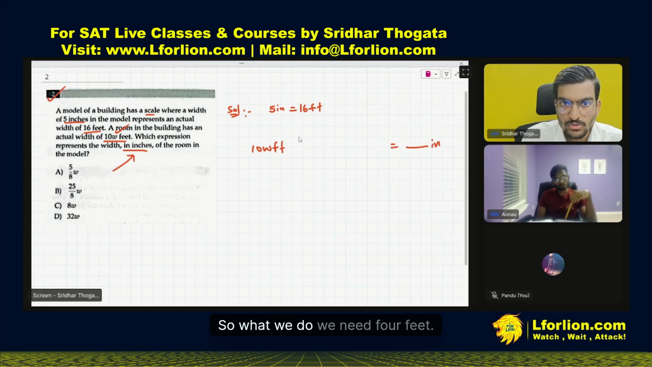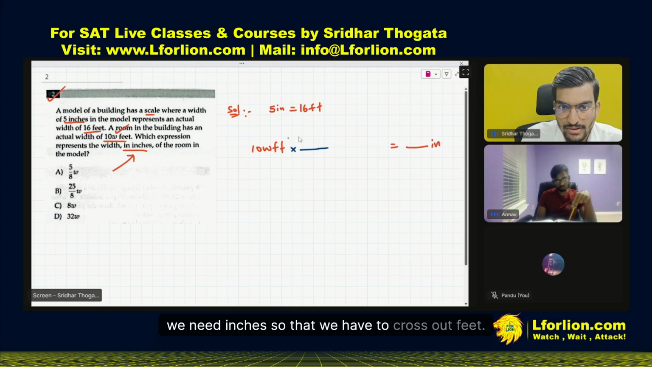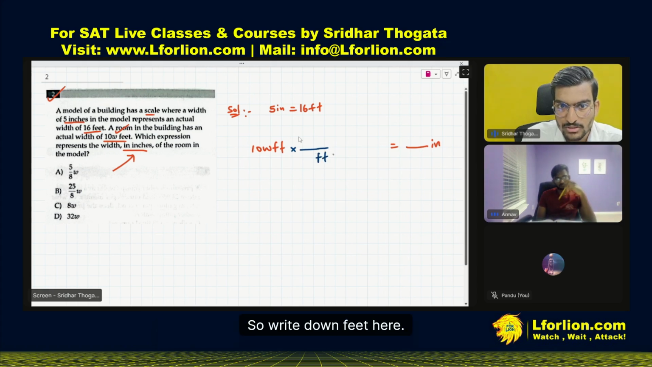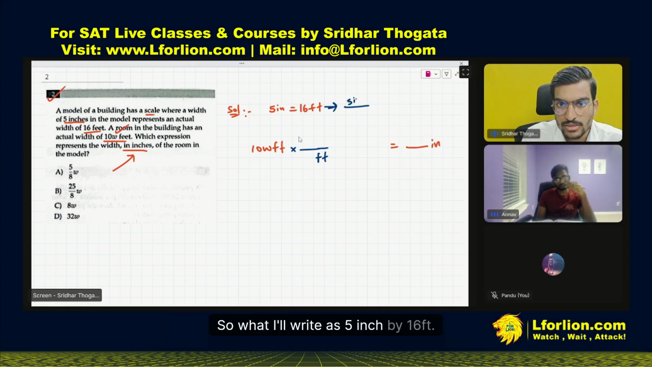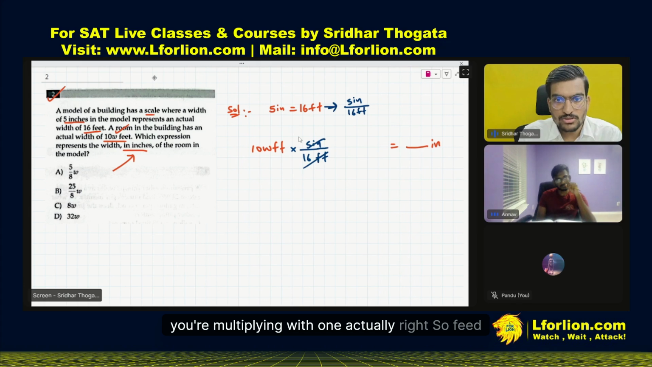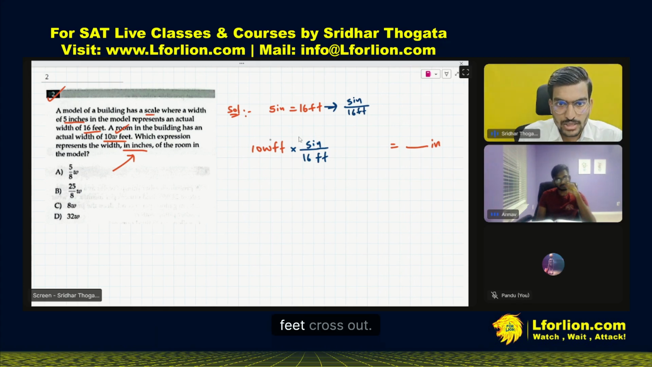So what we do, we have feet and we need inches, so we have to cross out feet. So write down feet here. Since feet comes in the denominator, I'll write 5 inches by 16 feet. Both are the same according to the question. If you cross out, it's 1. You're actually multiplying with 1. Right? So feet cross out.